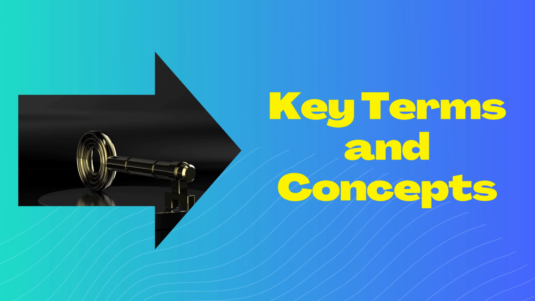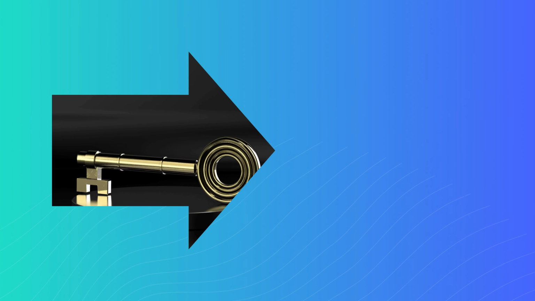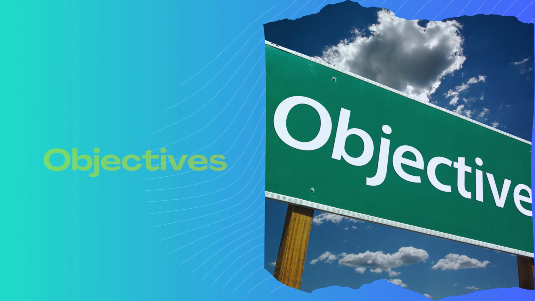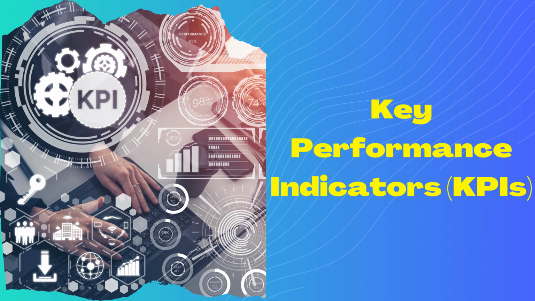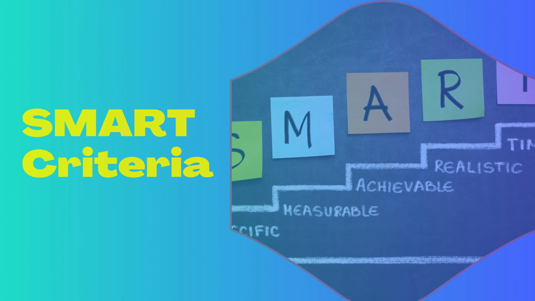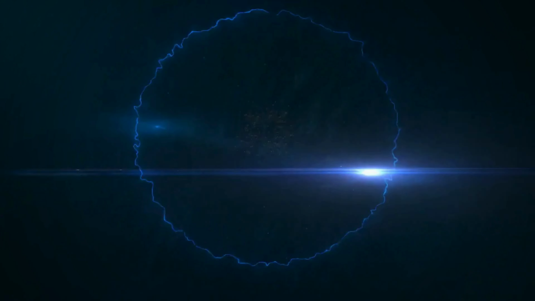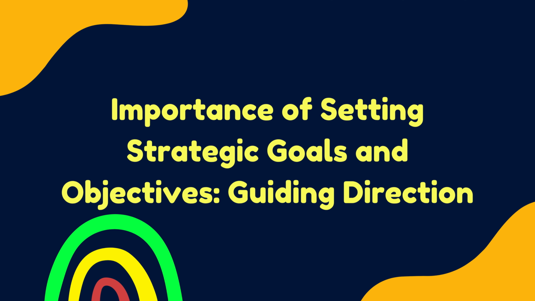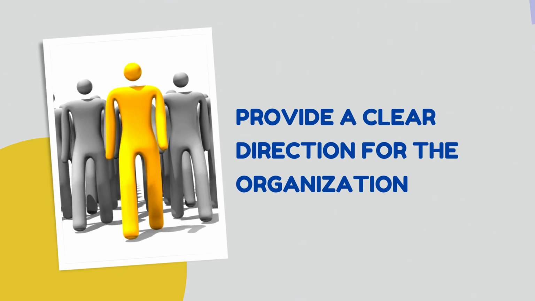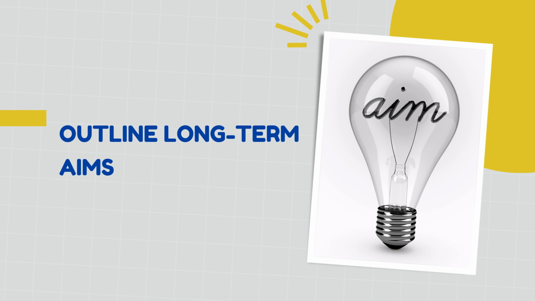Let's start with a brainstorming question. What factors do you think are important to consider when setting strategic goals and objectives? We'll be covering several key terms and concepts, including strategic goals, objectives, key performance indicators, the SMART criteria, and alignment.